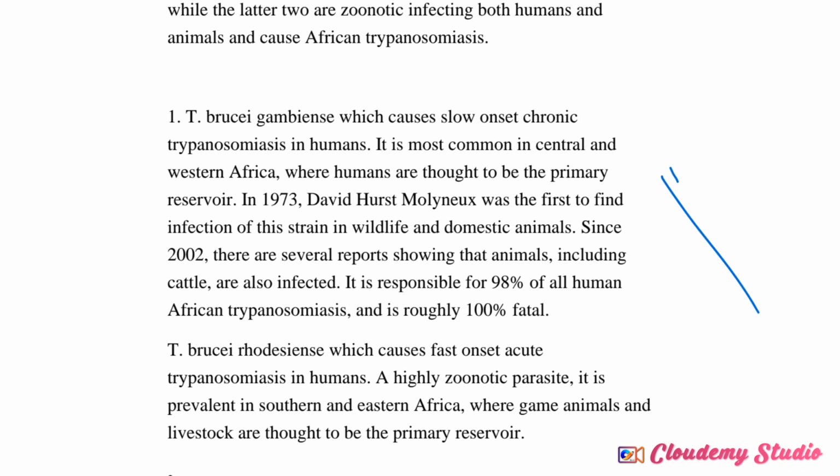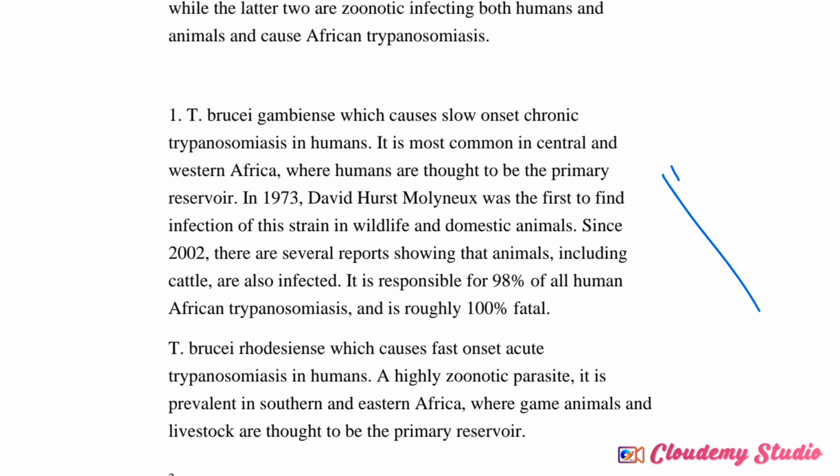Talking about each complex, let's talk about Trypanosoma brucei gambiense first. Trypanosoma brucei gambiense causes a slow onset chronic trypanosomiasis in humans, and it is most common in Central and Western Africa, where humans are thought to be the primary reservoir. So, in this, what you have to note is that humans are the primary reservoir of what? Of Trypanosoma brucei gambiense. Are you getting me now? There are several reports showing that animals, including cattle, are also infected with this group of animals.